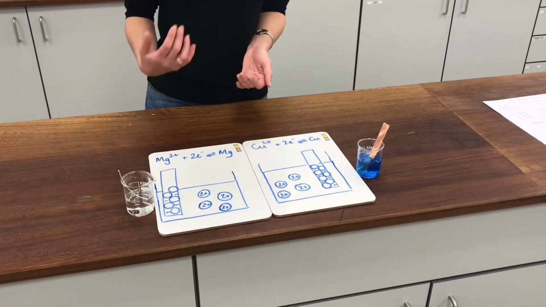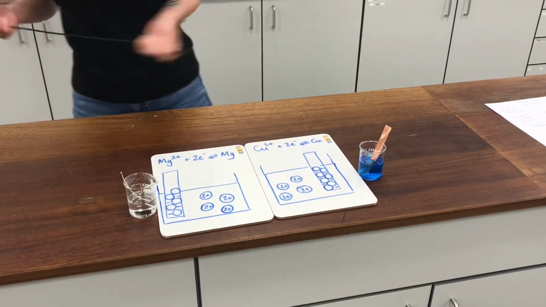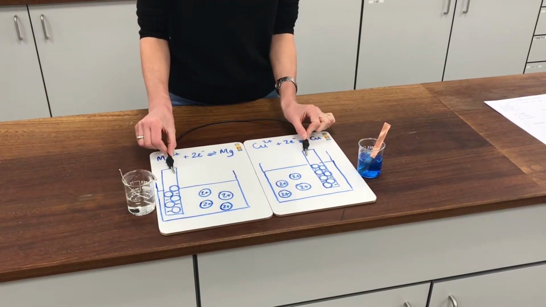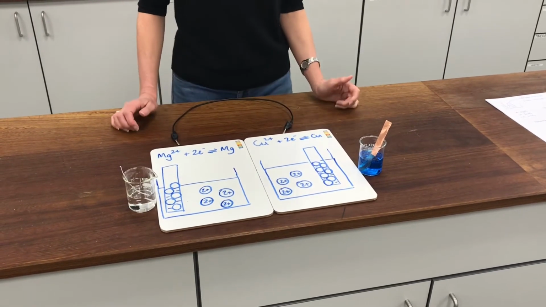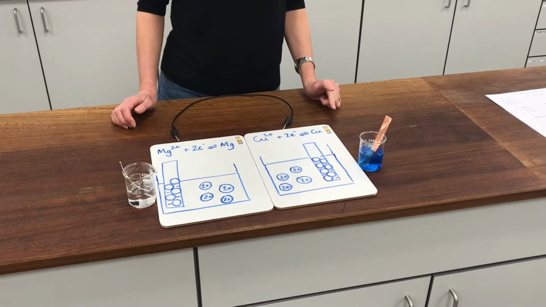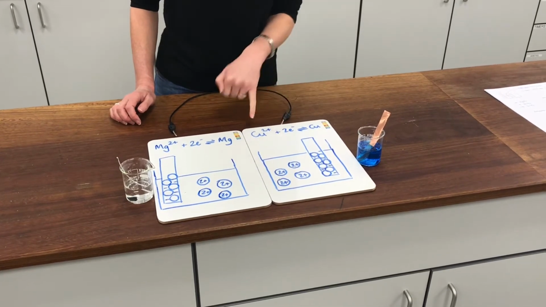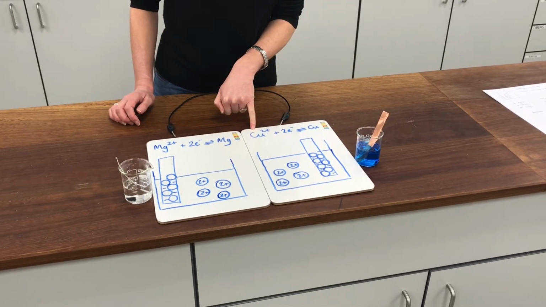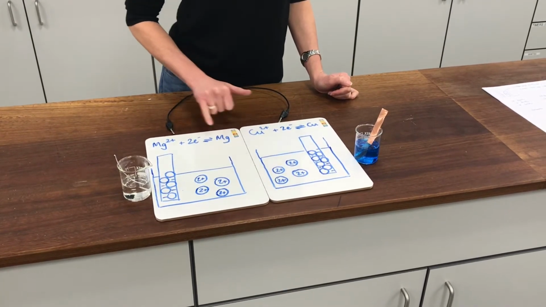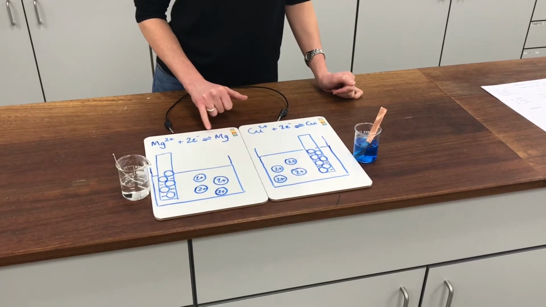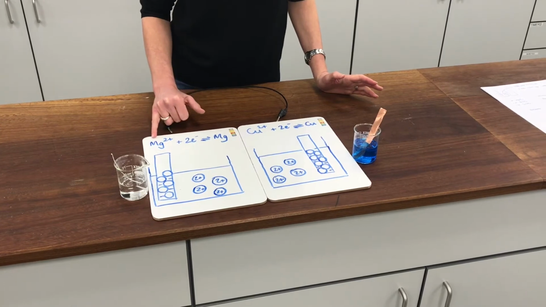But we might like to hazard a guess about what would happen if I were to connect these two together. If I could put a wire between these 2 pieces of metal, between my 2 electrodes, we might think about what could happen. Well, we know that copper is not a very reactive metal. It's not very good at doing this backwards reaction, at losing electrons and becoming Cu2+ ions. On the other hand, we know that magnesium is a reactive metal. That means it's very good at doing this backwards reaction. So it wants to lose electrons and form these Mg2+ ions.